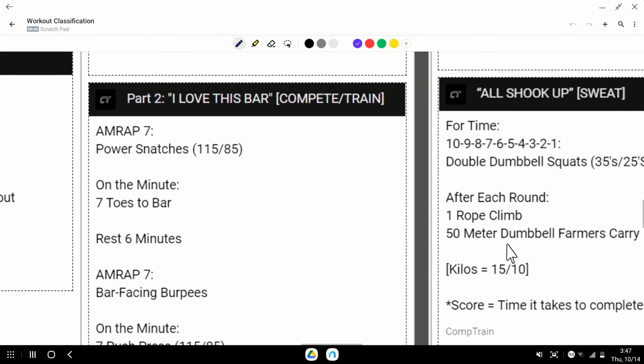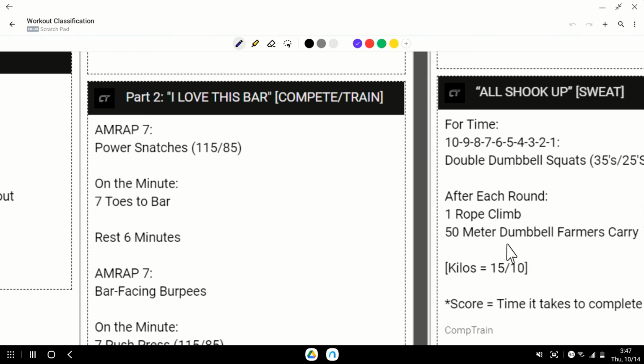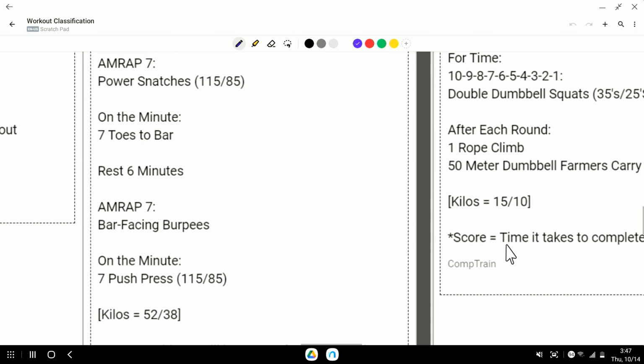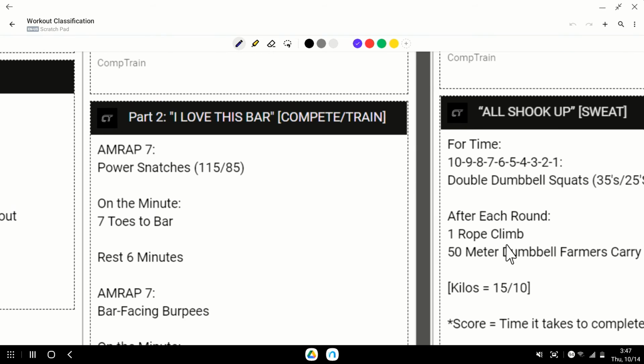Part 2, I love this bar. So we have a 7-minute AMRAP with power snatches, and then every minute on the minute, we're going to do 7 toes to bar. Then we get to rest for 6 minutes. Then we do 7 minutes of bar facing burpees, and on the minute, we do 7 push press. So this is really cool. I like this. I like what they've done with this one.